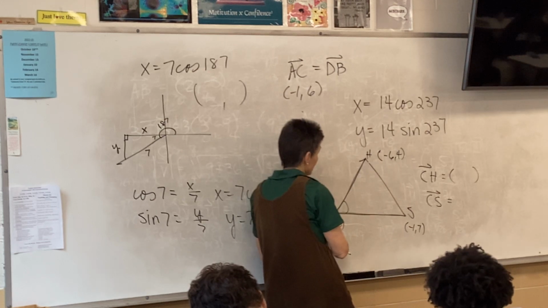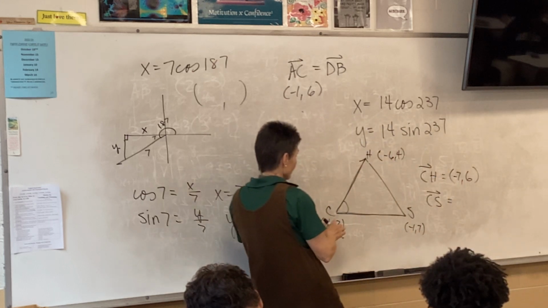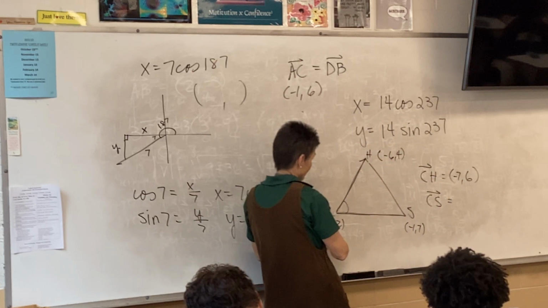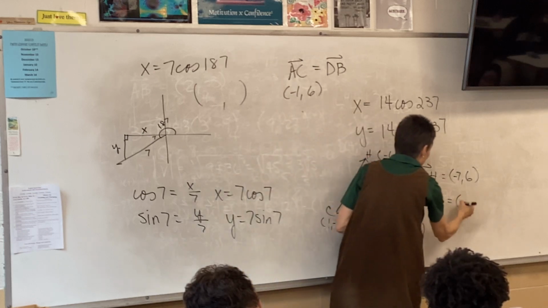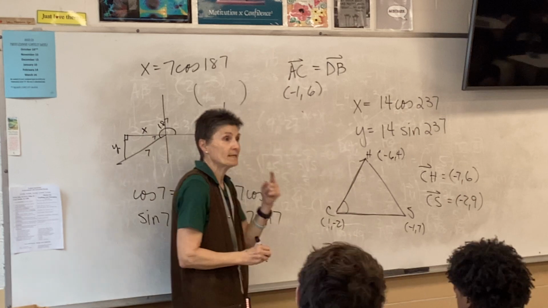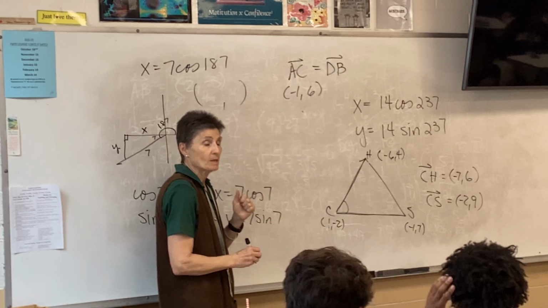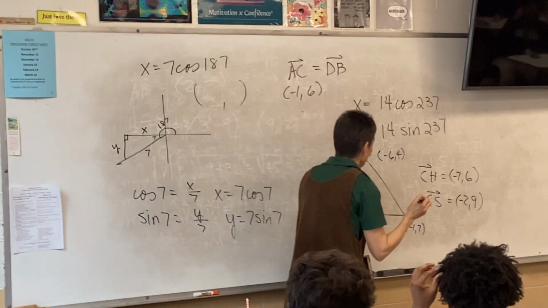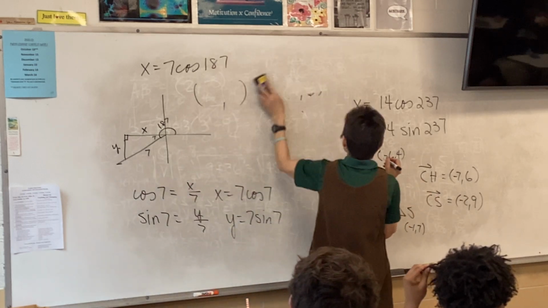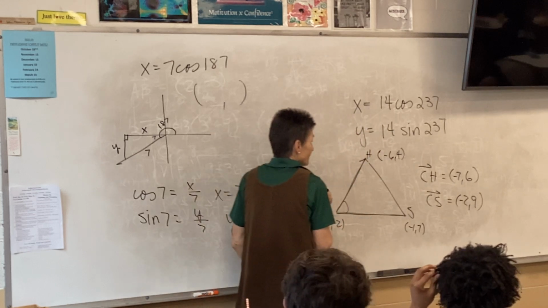-7, 6. What about from C to S? -2, 5. Perfect. Okay, now we're gonna dot those 2 vectors, both ways. So one way to dot them, anybody remember? What's the easy, fast way of finding that product? X times X.